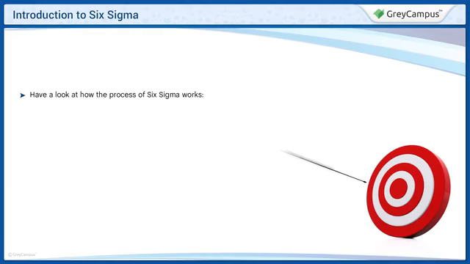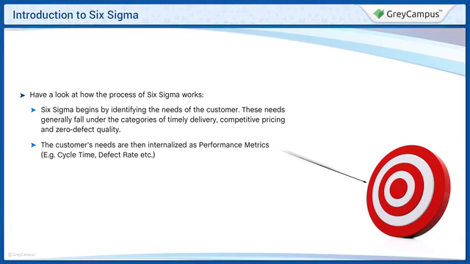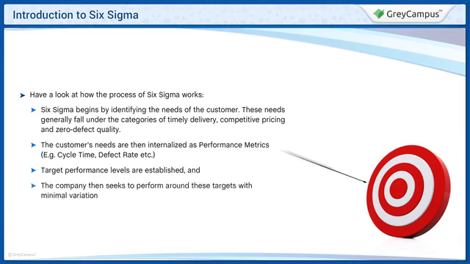Have a look at how the process of Six Sigma works. Six Sigma begins by identifying the needs of the customer. These needs generally fall under the categories of timely delivery, competitive pricing, and zero-defect quality. The customer's needs are then internalized as performance metrics, e.g., cycle time, defect rate, etc. Target performance levels are established, and the company then seeks to perform around these targets with minimal variation.